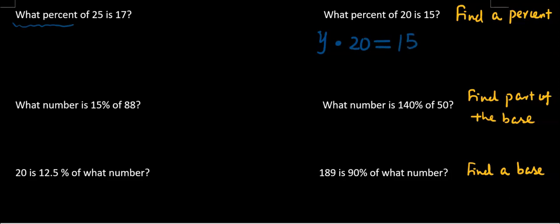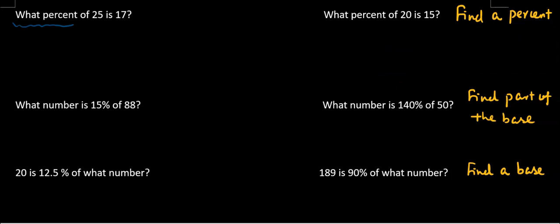All right, how do we find Y? Divide by 20 on each side. 15 divided by 20, and I'm going to put down here, I have 75 hundredths. Changing to percent, 75%. All right, that's how we find a percent.